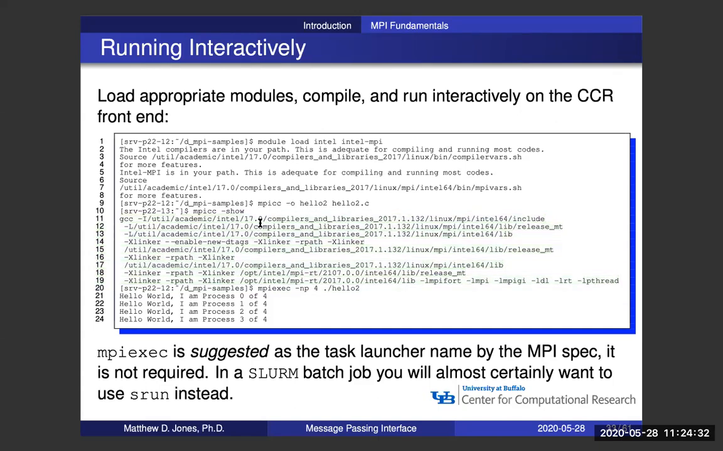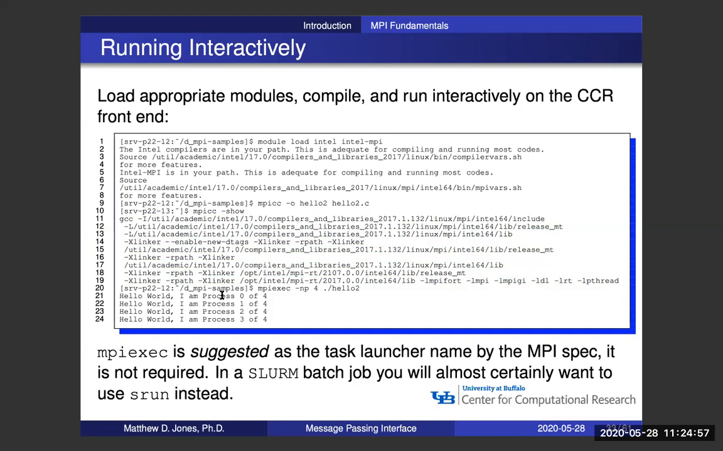So we compile it with a compiler wrapper. And then to run it, well, the MPI spec suggests that the name of the task launcher should be mpiexec. So that is what you can use most of the time. We're doing this just on the CCR front end here. So we'll do an mpiexec, and we'll tell it to run 4 processes. That's the -np 4. And we can see "hello world, I am process 0, 1, 2, 3" of 4.